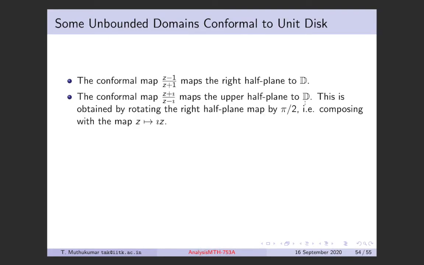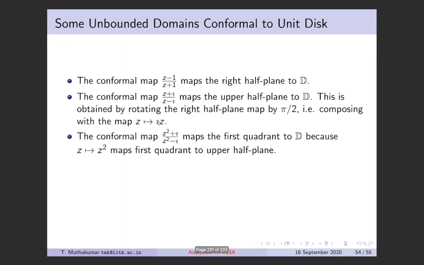This is what I explained. So this is obtained by rotating the right half plane by pi by 2, which means you are composing this map, z minus 1 over z plus 1, with the rotation map, which is multiplication by i, a rotation by 90 degrees.